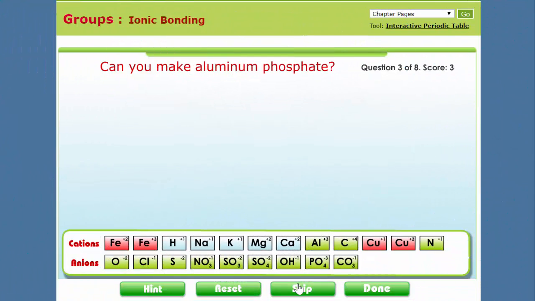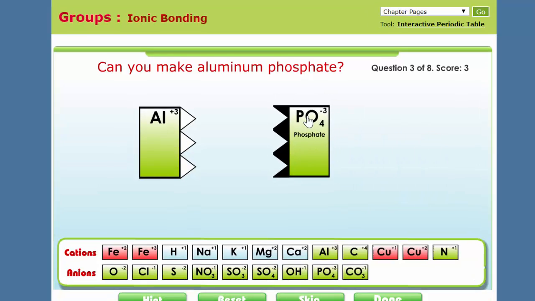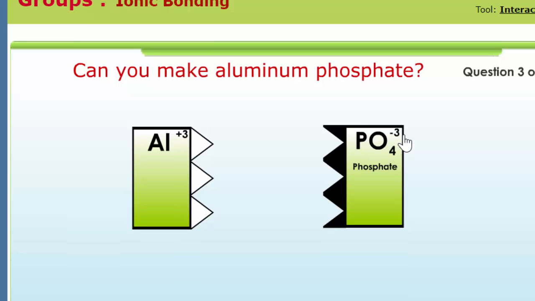Let's look at aluminum phosphate. Aluminum has a positive 3 charge, which means aluminum ions tend to lose 3 electrons. The phosphate ion is this. It looks complicated. It's a phosphorus with 4 oxygens, and it carries a negative 3 charge, which means it can accept 3 electrons. Now, it just so happens that if you notice, the charges are equal. They're both 3, and they are opposite. One's positive, one's negative. This one's losing 3 electrons, this one's gaining 3.